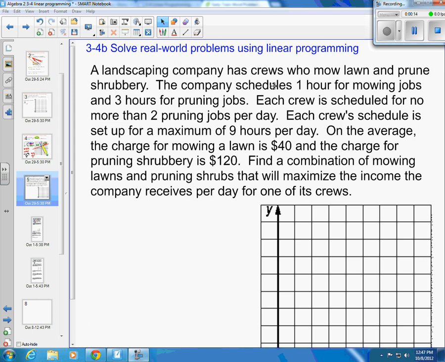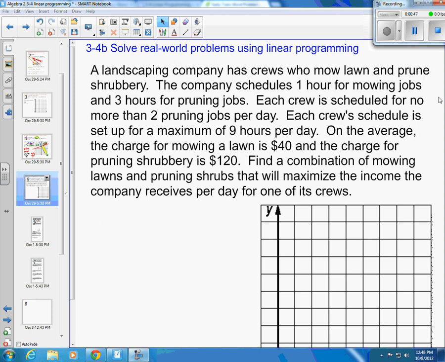A landscaping company has crews who mow lawns and prune shrubbery. The company schedules 1 hour for a mowing job and 3 hours for a pruning job. Each crew is scheduled for no more than 2 pruning jobs per day. Each crew schedule is set up for a maximum of 9 hours per day. On the average, the charge for mowing a lawn is $40 and the charge for planting or pruning shrubbery is $120. Find a combination of mowing lawns and pruning shrubbery that will maximize the income the company receives per day for one of its crews.